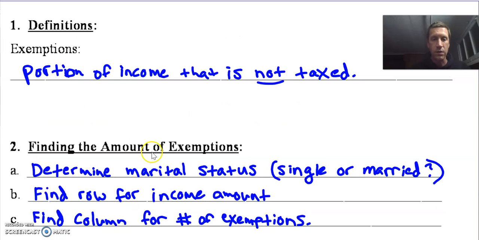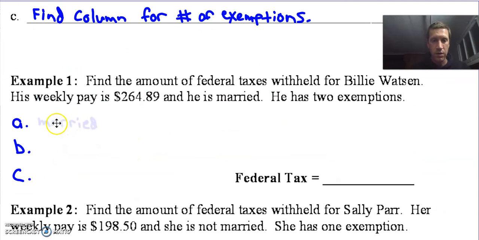Let's see, so he's married. Secondly, we want to find the income that he makes. This 260 to 270, I'll explain in a little bit. It goes in increments of 10. It's not going to have exactly $264.89 on there. And then the last thing, he has 2 exemptions. So 260 to 270 with 2 exemptions.